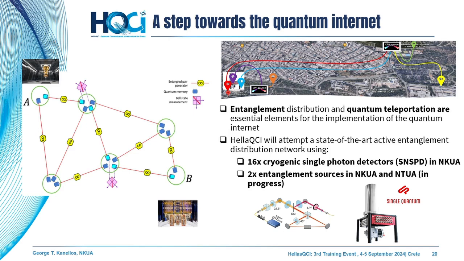Now, back to our discussion and where we stand with the quantum internet. Obviously, we need entanglement distribution, so that means that we need entangled pairs from photon sources. So we are acquiring 2 entangled photon sources, and we are also acquiring 16 single photon detectors. In fact, this procurement has recently concluded. They are coming from Single Quantum, and the idea is to be able to implement state-of-the-art active entanglement distribution and hopefully quantum teleportation in Greece in the near future.